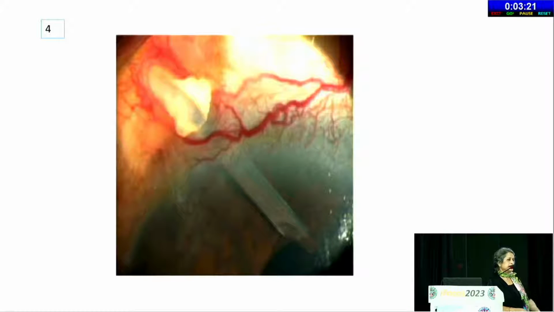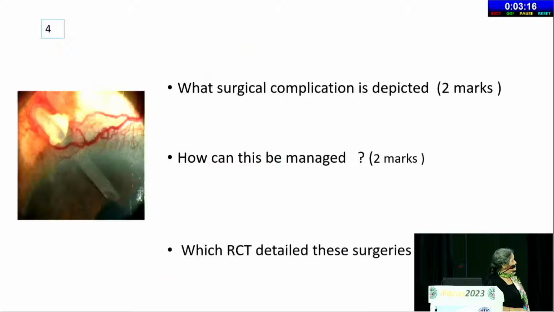Next person, come from this side. Quickly come. Okay, so this is the picture.